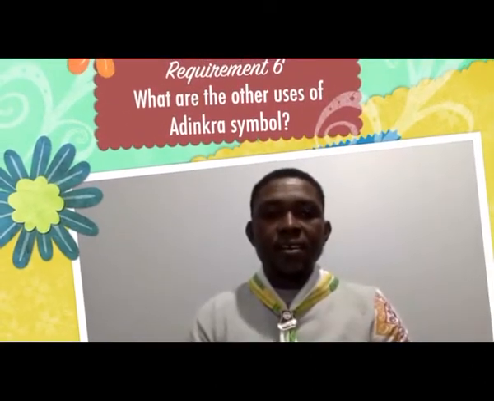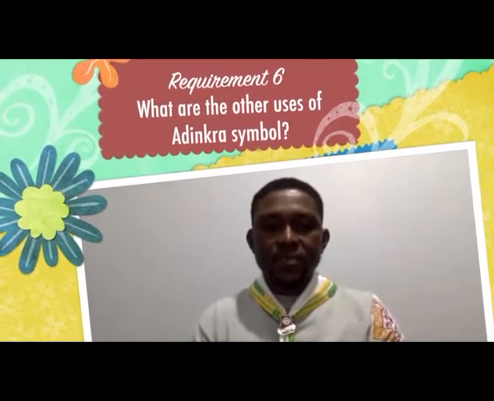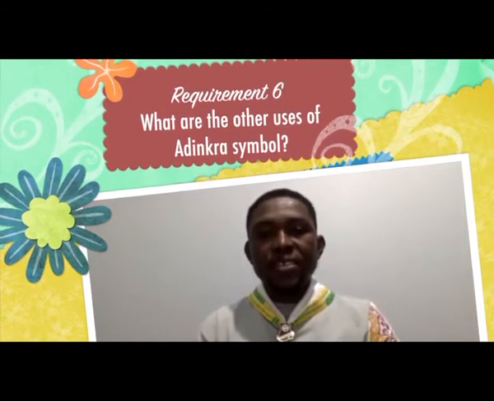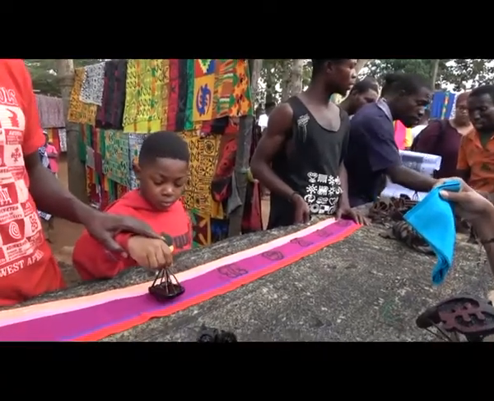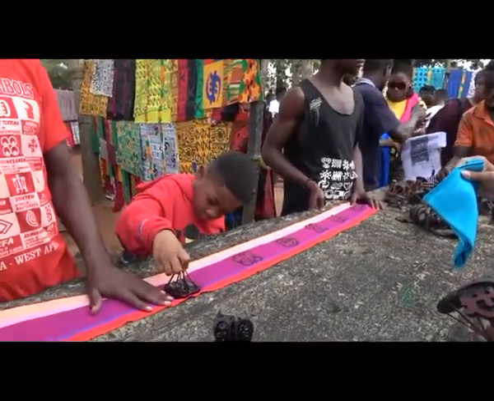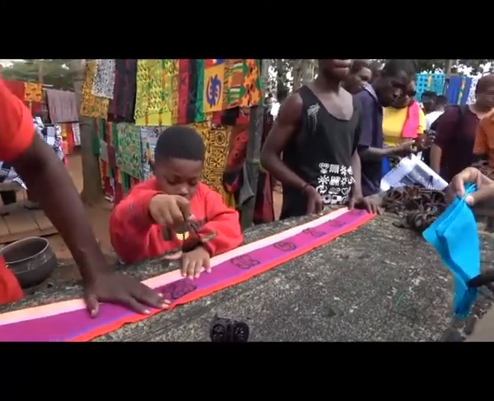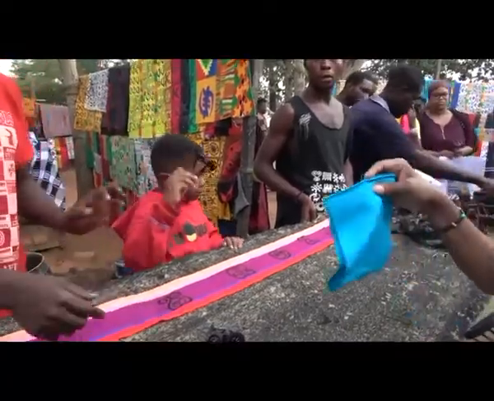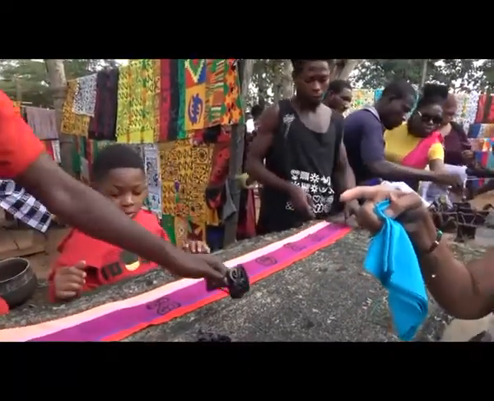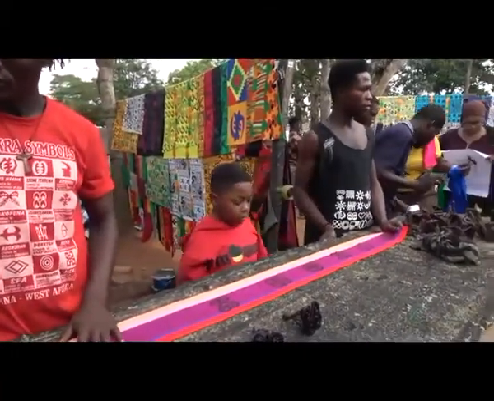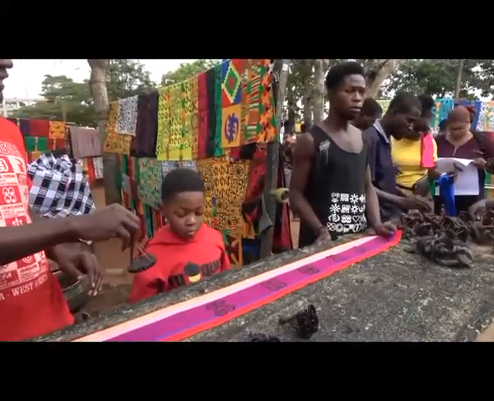Adinkra Honour, requirement 6. What are the other uses of Adinkra symbol? Adinkra symbols can be described as small, symbolic pictures or motifs used to decorate colorful pattern cloth by fashion designers in Ghana. Designers in modern times use Adinkra symbols in creating and decorating other accessories than just clothes.